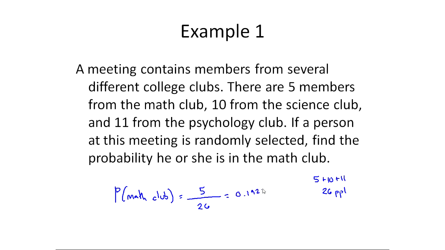So in this example, a lot of the counting was in fact done for us. We just had to figure out what it represented. In other words, we had the 5, 10, and 11 already. We just had to put the information together. In other cases, we're going to have to use combinations or permutations.